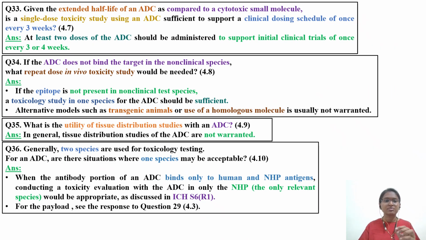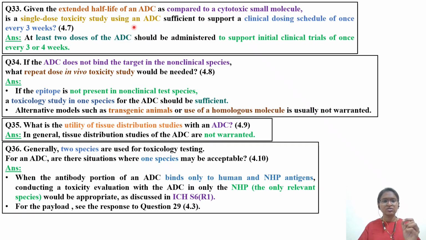So 33 is with respect to cytotoxicity. Given the extended half-life of an antibody-drug conjugate as compared to a cytotoxic small molecule, is a single dose toxicity study with an ADC sufficient to support a clinical dosing schedule of once every 3 weeks? So how to understand this? If the treatment schedule is only once every 3 weeks, it means on day one you are dosing, and after day 21 or 22 only the second dose is given. So in the 3 weeks only one-time dosing is taking place. In such a case, is a single dose toxicity study in the case of ADC sufficient or not? ICH agency, my answer will be yes only.